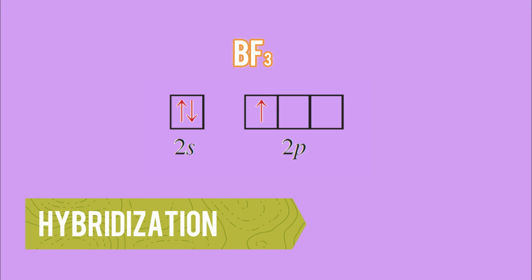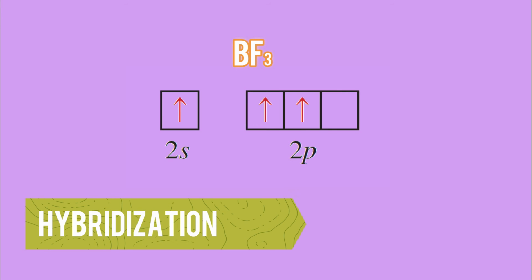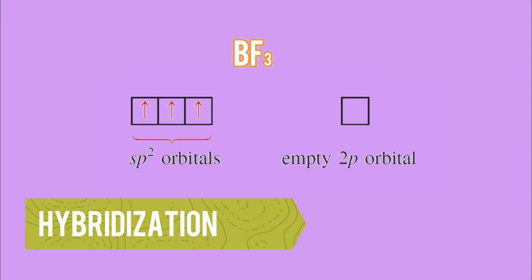Considering only the valence electrons, the orbital diagram of B is: First, we promote the 2s electron to an empty 2p orbital. Mixing the 2s orbital with the two 2p orbitals generates three sp2 hybrid orbitals. These three sp2 orbitals lie in the same plane, and the angle between any two of them is 120 degrees. Each of the B-F bonds is formed by the overlap of a boron sp2 hybrid orbital and a fluorine 2p orbital. The BF3 molecule is planar with all the FBF angles equal to 120 degrees.